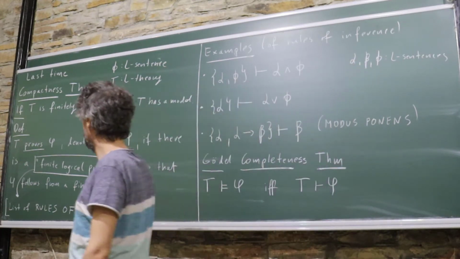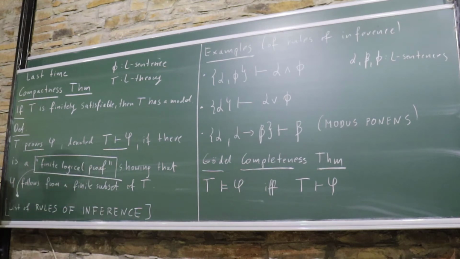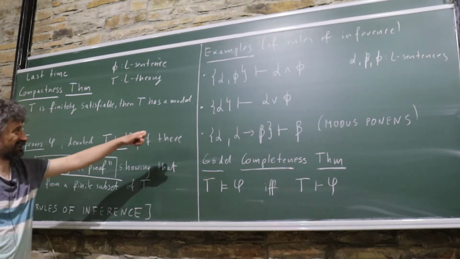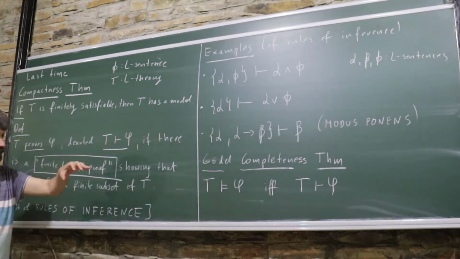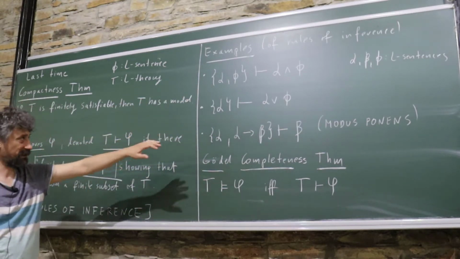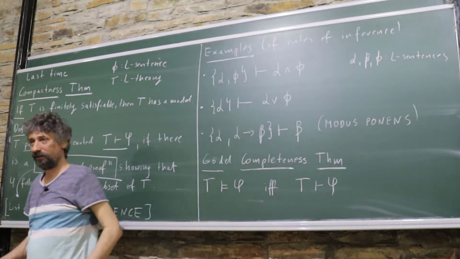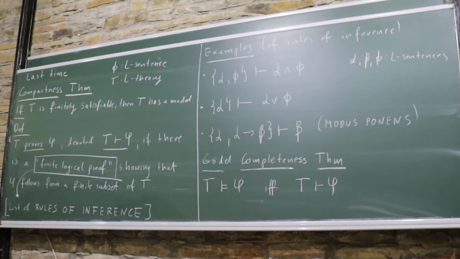Sorry, so there's a definition of this. I think this is the semantic one. Theory T proves phi if there is a finite subset of T such that, using a finite list of rules of inference, of which I just gave examples, phi can be obtained. Of course, at each step we add the new statement. So this is something like a pure proof.